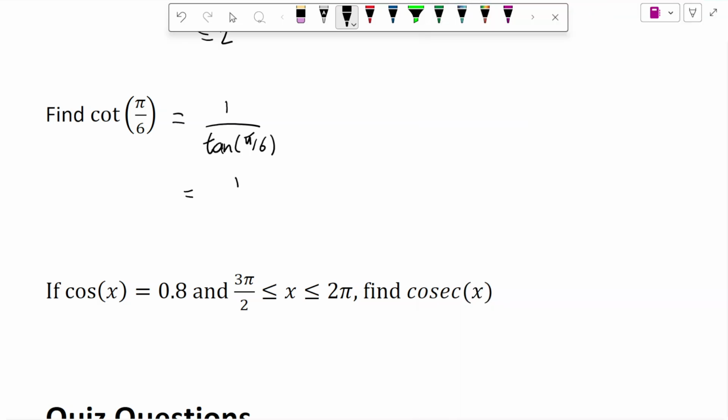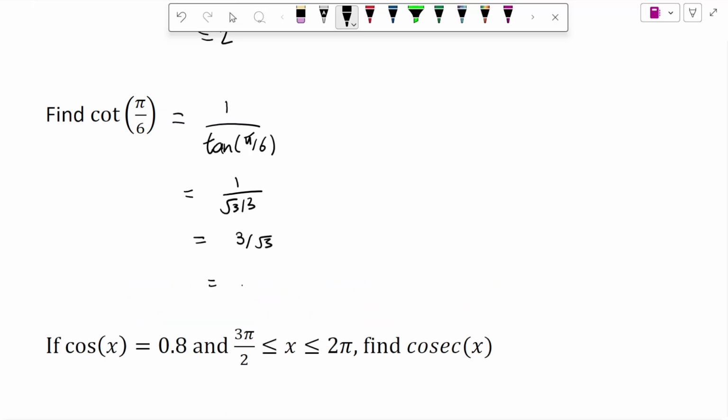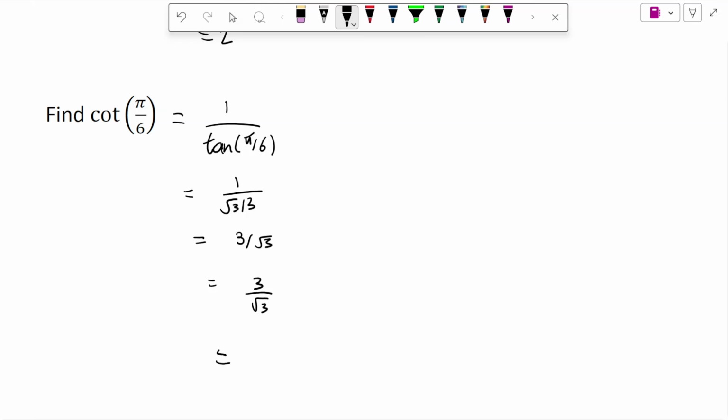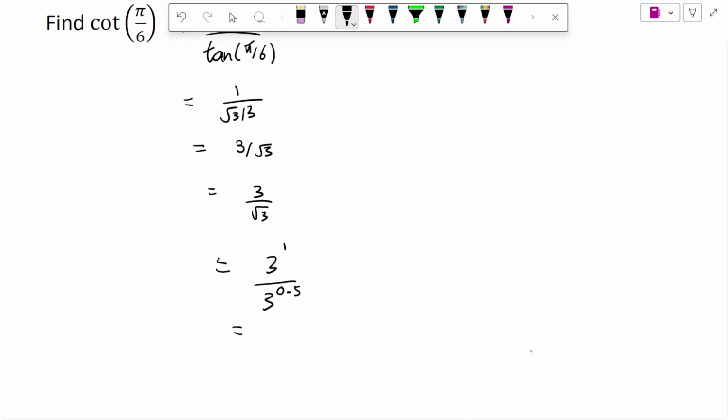Root 3 over 3. So this is 1 over root 3 over 3. So this would simplify down to the flipped version. So 3 over root 3. And again, if you want, you could do that on your calculator. Now, actually, this simplifies a little bit more. So if I'm trying to simplify 3 over root 3, there's a few ways to do this. You can think of the top as like 3 to the power of 1, and the bottom is 3 to the power of 0.5, and then subtract the powers. So you could go 3 to the 1 take 0.5 is 3 to the 0.5, or in other words, root 3.